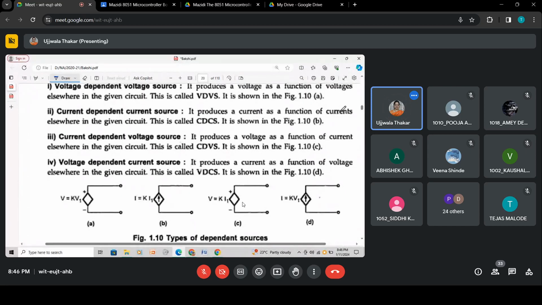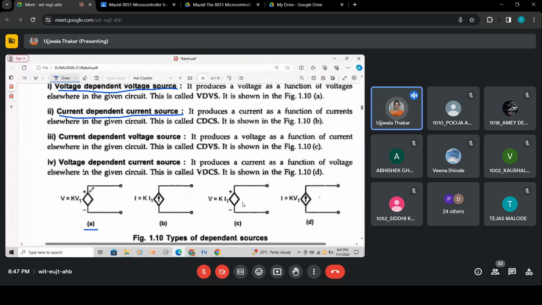Dependent sources. Now, these are the types. These are the only types: four types of dependent sources. What are these? Voltage dependent voltage source, current dependent current source. Because there are only two sources, voltage source and current source, and they depend on either current or voltage, there is a possibility of four sources. So the first one is the voltage dependent voltage source.